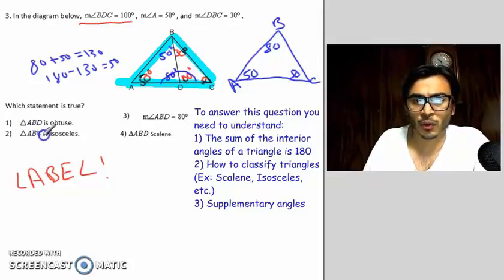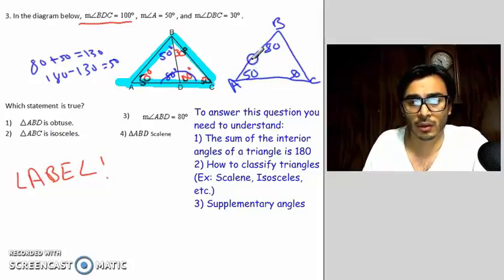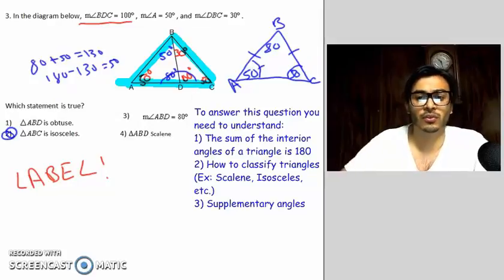And it's saying triangle ABC is isosceles, and you could see that it is isosceles. We know that AB is going to be equal to BC because these two angles are equal to each other. So yeah, it's isosceles. So the answer is choice 2.